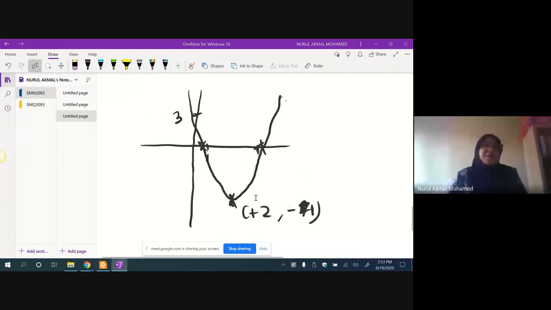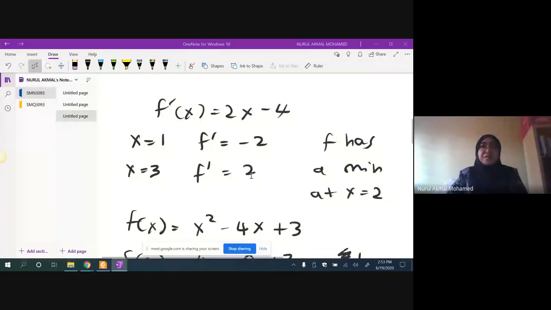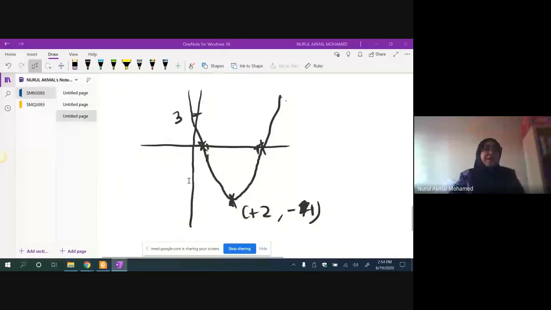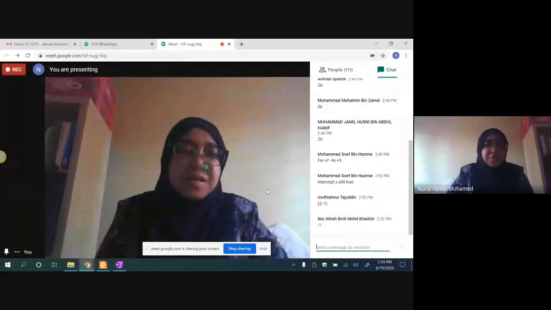And it reached a minimum at x equal to 2. And it tallies with what we have observed from here. F prime, when x is equal to 1, f prime is equal to negative 2. When x is equal to 3, which is a point to the right of x equal to 2, f prime is equal to 2. So f has a minimum at x equal to 2. Okay? So that's why, based on the graph, it will look something like this. Okay? So I hope it is clear. Any questions? Okay? Is it okay? Can we continue?